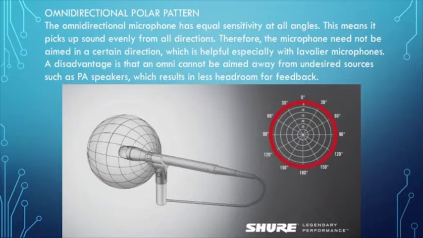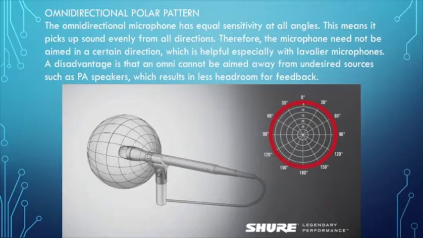Sensitive at all angles, it means it picks up sound evenly from all directions. The microphone need not be aimed in a certain direction, which is especially helpful with lavalier microphones. A disadvantage is that an omni cannot be aimed away from undesired sources, such as PA speakers, which results in less headroom for feedback. Basically, if you have an omnidirectional mic on stage and you're trying to use it as a vocal mic, for instance, you're not going to be able to get much volume out of it before it starts to feedback because it's picking up all the way around.